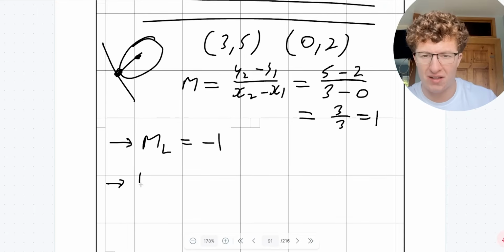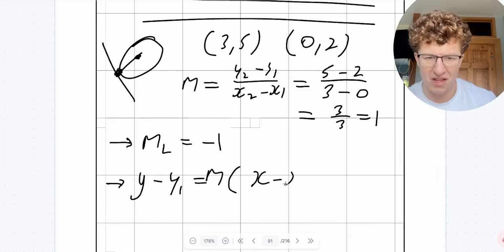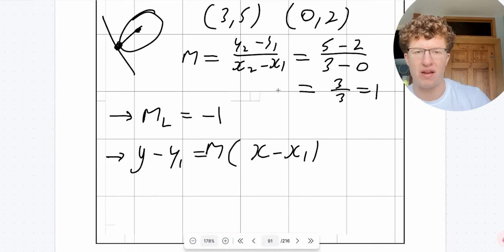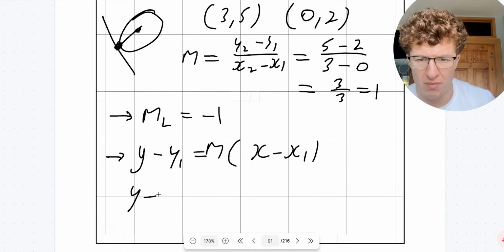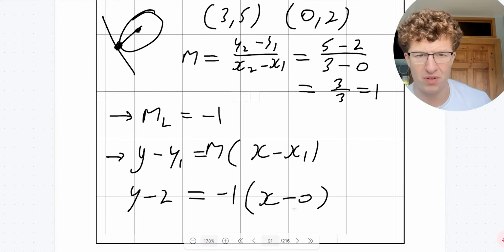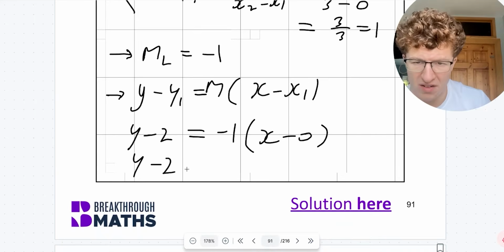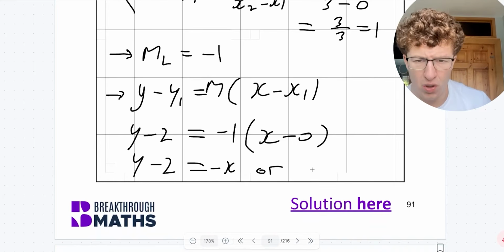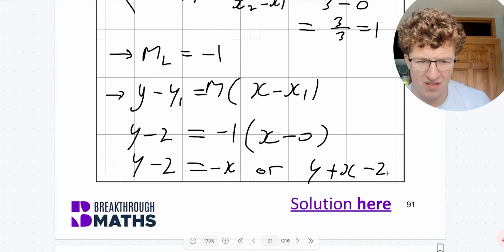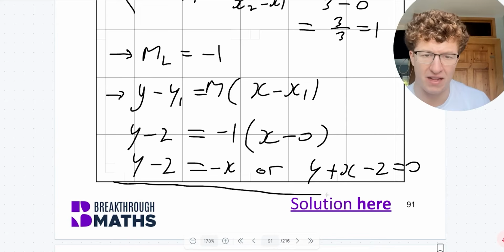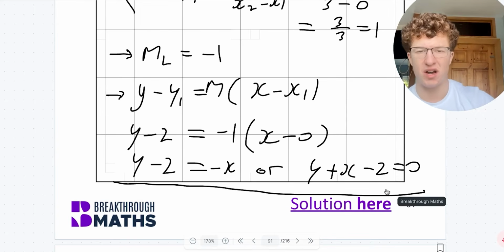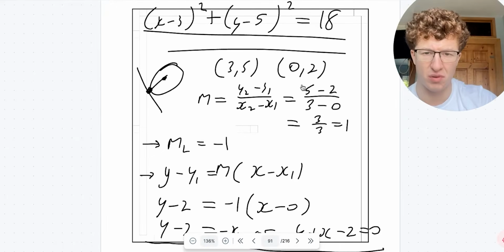Now, we use the line equation, y minus y1 is equal to m times x minus x1. And we just fill in our point. We have 0, 2 as a point. So y minus 2 is equal to minus 1 times x minus 0, because 0 is our x coordinate. Then we just simplify: y minus 2 is equal to minus x, or y plus x minus 2 is equal to 0. Either of those are valid. And that's going to be the equation of the tangent line at the point 0, 2.